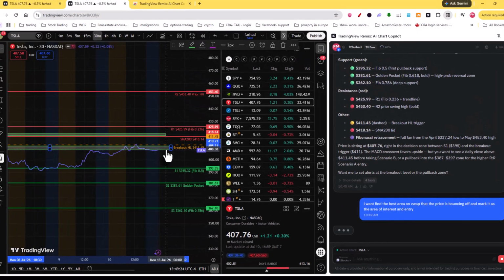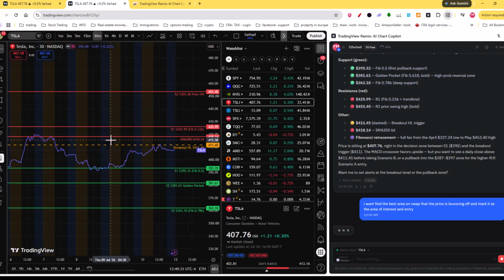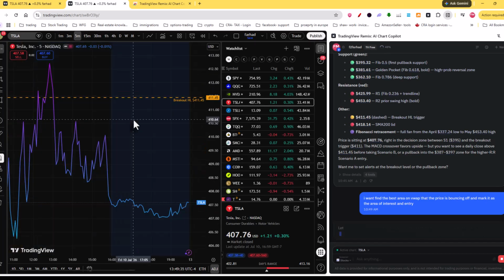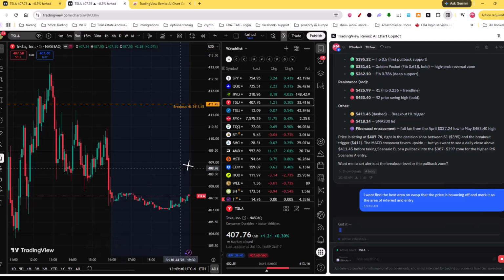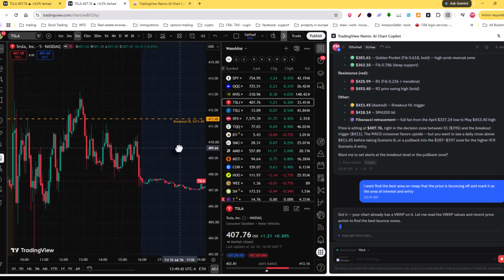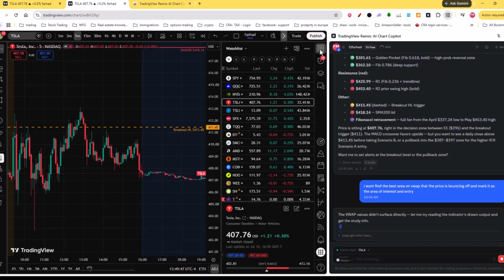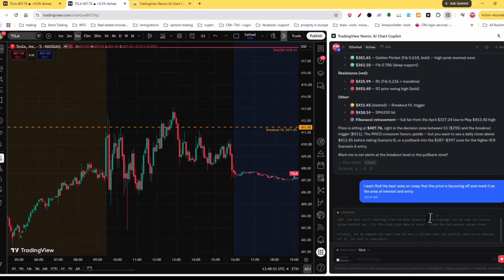Let me get rid of those lines that I drew. So I didn't even put the VWAP on, right? There is no VWAP here, right? I'm gonna go to the 5 minute chart. Let's do the reset. I'm gonna go actually do the candles. Let's see what it's gonna give me. Most likely it's just gonna give me the number, but I wanna ask it to draw it.